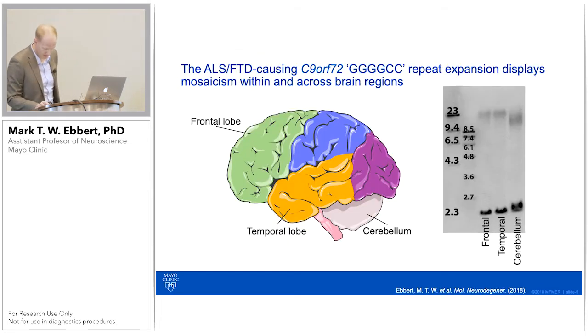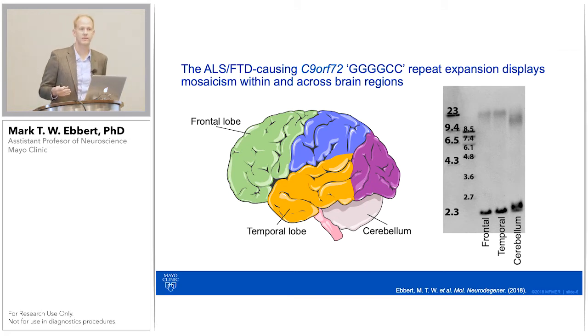So first, ALS and FTD. As I mentioned, the G4C2 repeat expansion causes that. On the right, we're showing a Southern blot from different brain regions: the frontal, the parietal, the temporal, and the cerebellum.